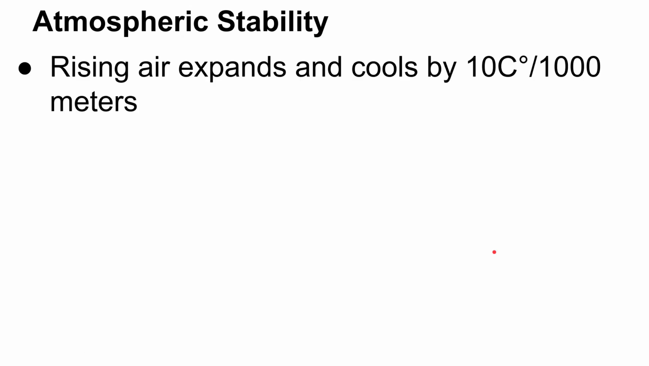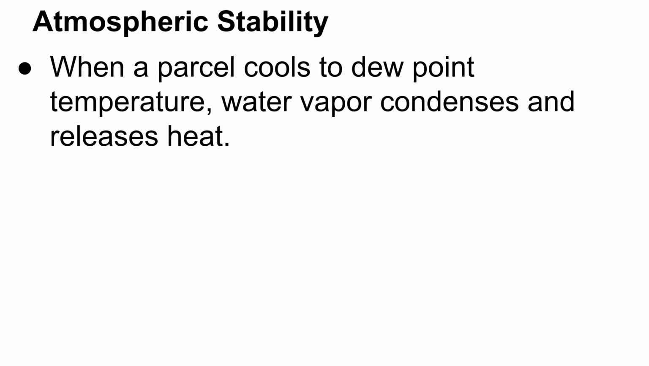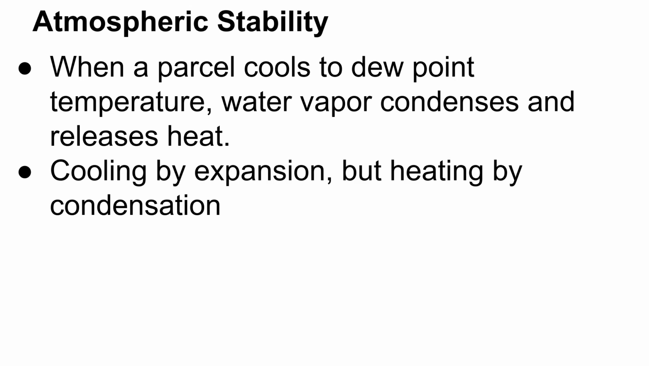Rising air expands and cools by 10 Celsius degrees per kilometer. That's the dry adiabatic rate. That's the rate that air cools by expansion or heats through compression, 10 degrees Celsius per 1,000 meters. Once the parcel cools to dew point, water vapor condenses and releases the latent heat of condensation. So it's cooling 10 degrees by expansion. That's why I said a rising parcel of air will always cool 10 degrees per kilometer.